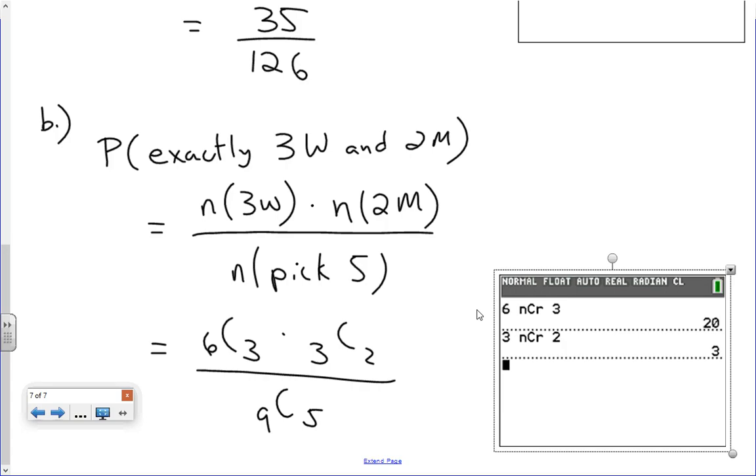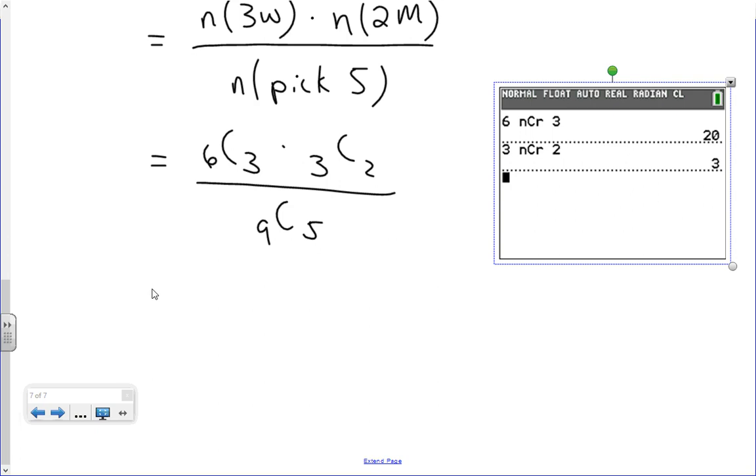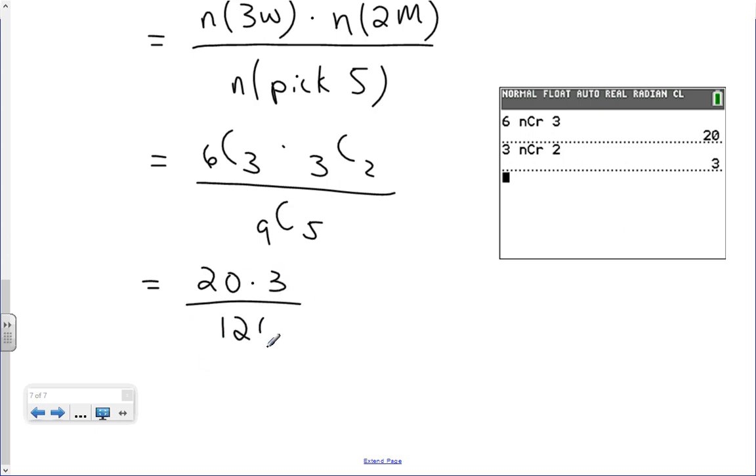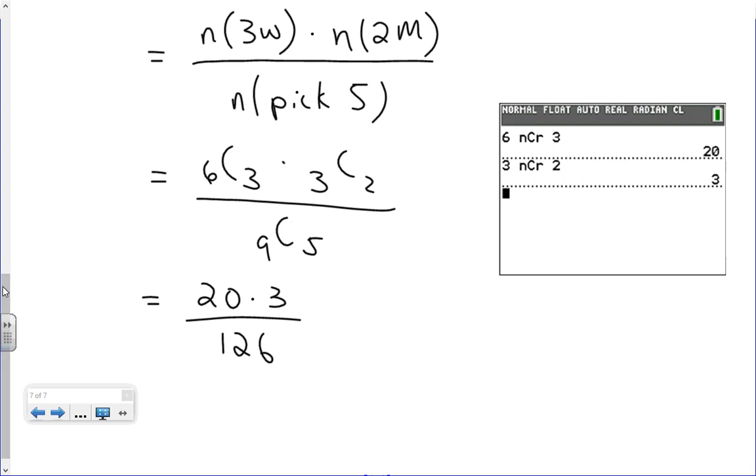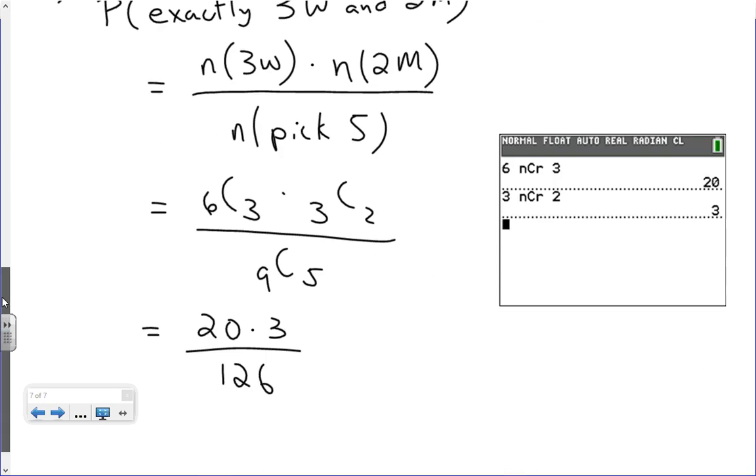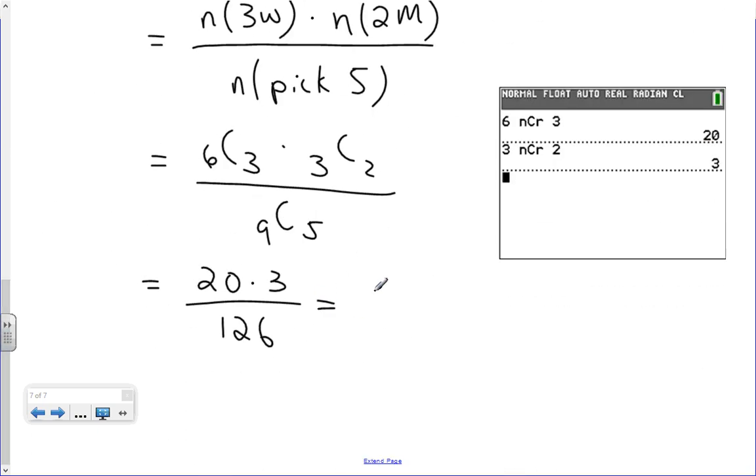All right, so we end up with 6 choose 3, which was 20, times 3 choose 2, which we said was 3, divided by the 126 that we got before. I think that was what the 9 choose 5 was. Yeah, that was the 126. We did it before. I just wanted to make sure I got the right number.